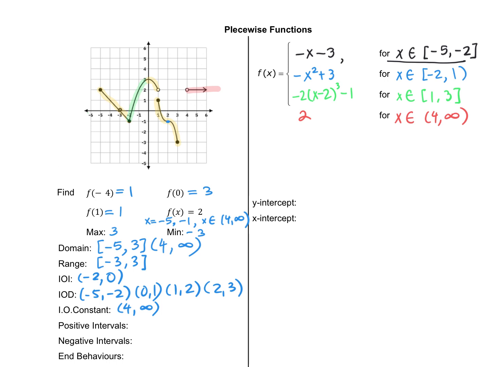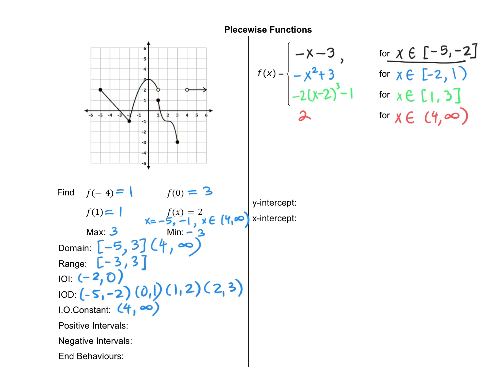Next, we have our positive and negative intervals, which I am going to hold off on doing until I find my x-intercept. So I'm going to jump to my intercepts. I'm going to have to do some calculations, and then I'll be able to state my other intervals accurately.